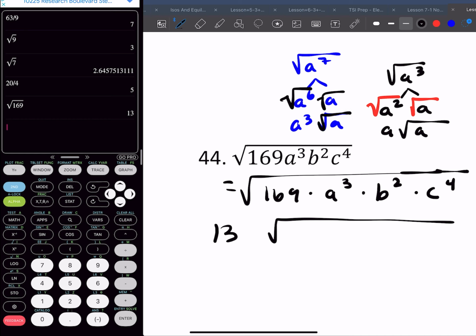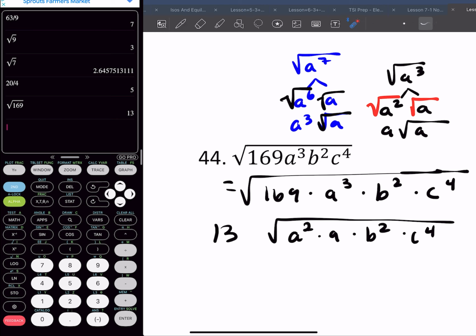Okay? So let's take a look at a to the third. I can rewrite that as a squared times a. We have the square root of b to the second. Okay, so we'll just keep that in mind. I'm not going to simplify yet. And then we have this c to the fourth here.